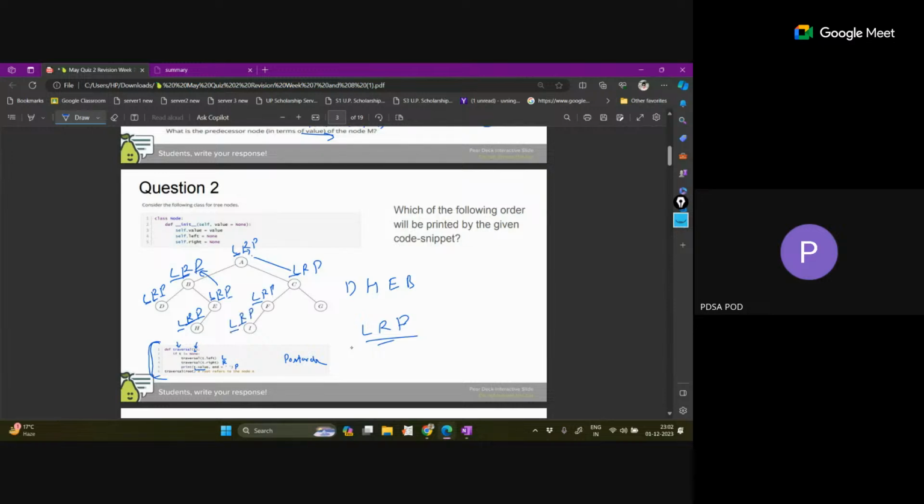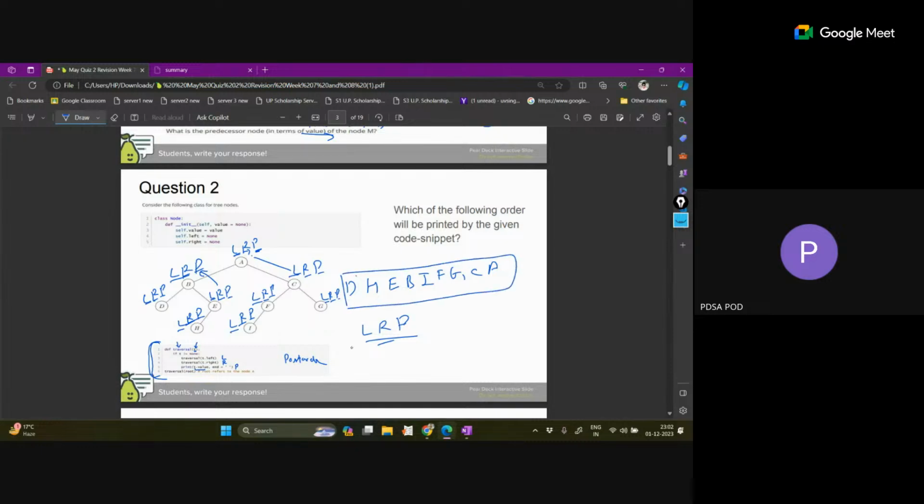Left is not there, R is not there, P. So I will be printed. R is not there, P. Okay, so F will be printed. R is there, yeah, L, R, P. So left is not there, R is not there, P. So G will be printed, and then C will be printed, and then this A will be printed. Okay, so this is the post order traversal.